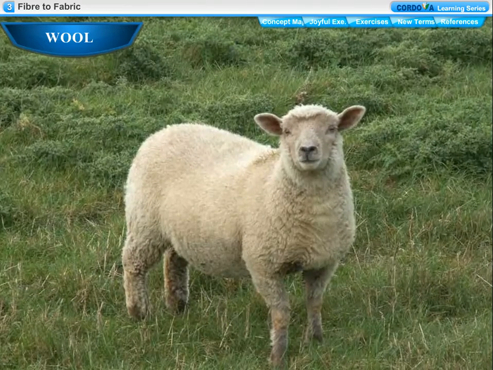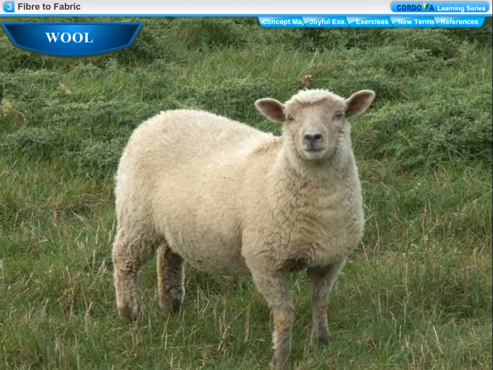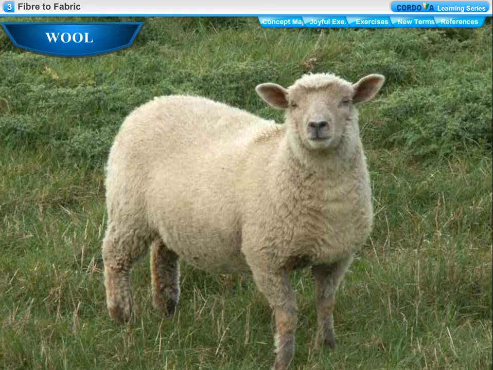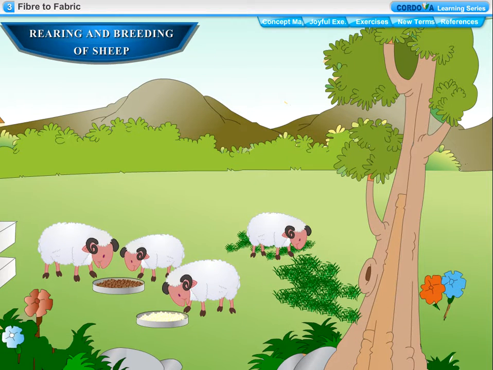Sheep. Wool is most commonly obtained from sheep. The fine hair of the sheep provides the fibers for making wool. Rearing and breeding of sheep.